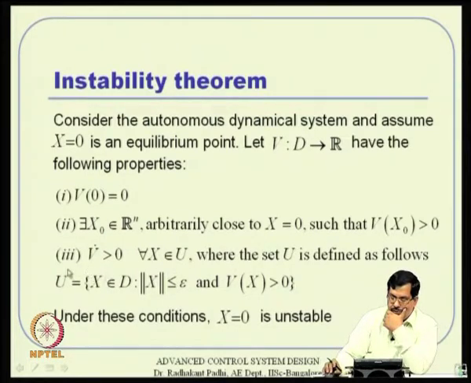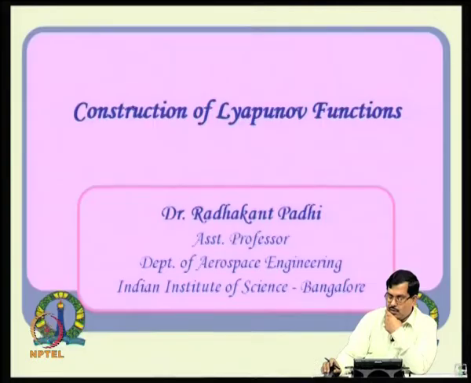So, what you want to show is, okay, V dot is greater than 0 in this particular set. So, x belongs to this domain D such that norm of x is less than or equal to epsilon and V of x is positive. So, in this particular set, if you show that V dot is positive, it is sufficient to tell that the system is actually unstable. Okay. So, under these conditions, it turns out that x of 0 is unstable.